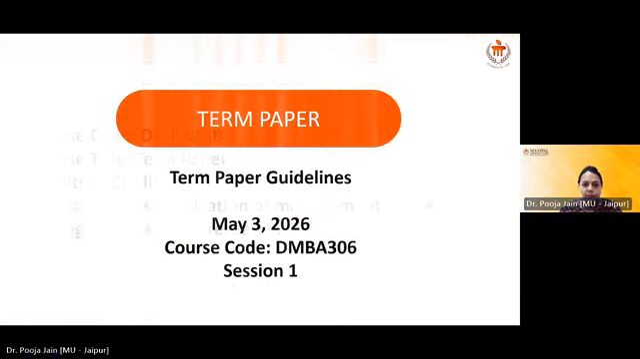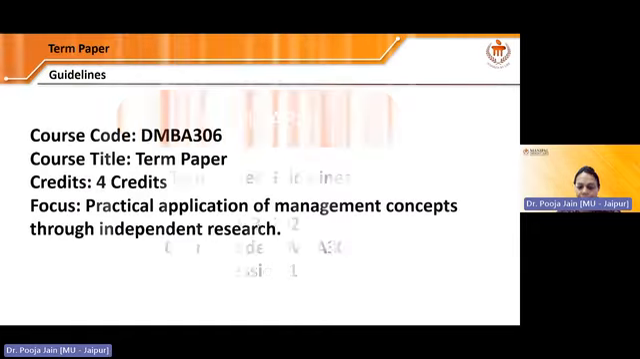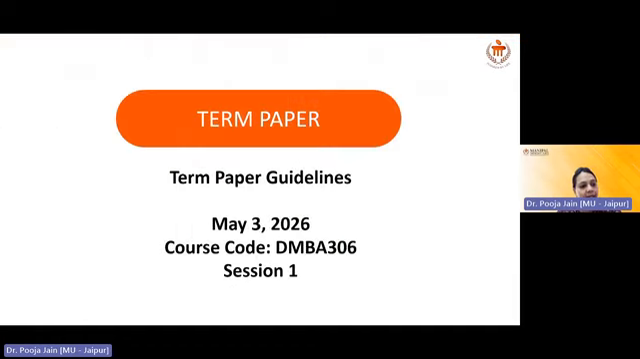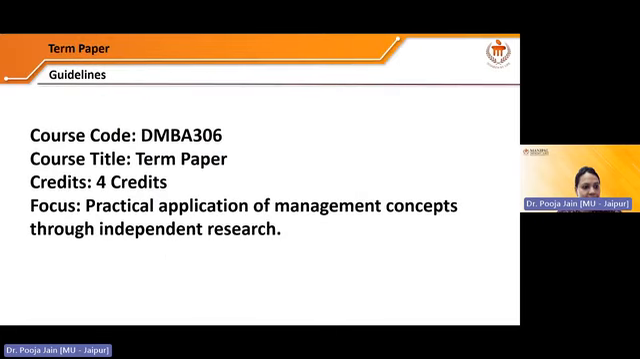That is the session of the term paper, where I will disclose the term paper guidelines as well. So, welcome to DMBA 306. This is not a traditional lecture-based unit. It is an opportunity for you to act as a researcher. You will pick a topic, analyze a real company or industry, and produce a formal report. So this slide sets the stage for what is expected of you this semester.